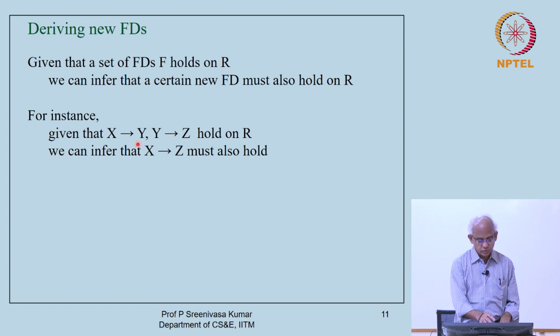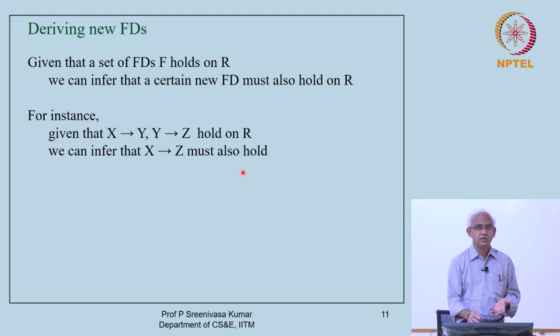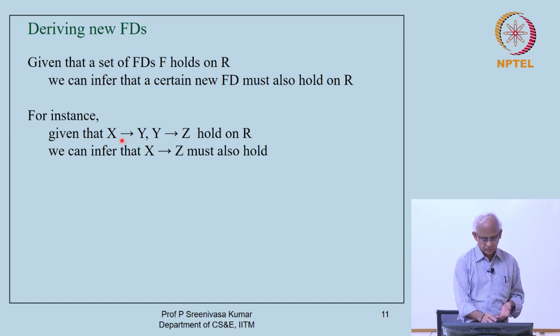Why is this? If two rows agree on X and because X determines Y holds, they agree on Y attribute values, and because Y determines Z holds in the given scheme, since they are agreeing on Y attributes, they must also agree on Z attributes. So if you assume that they agree on X attributes, we conclude that they agree on Z attributes. This is simple; we can give a nice name for this. We can call this the transitivity property of functional dependencies.